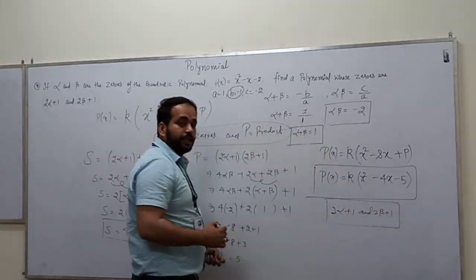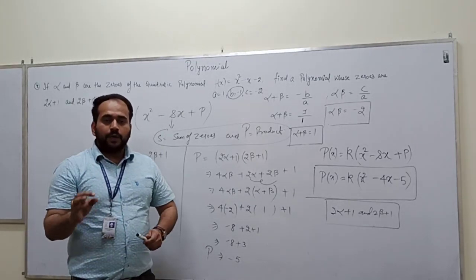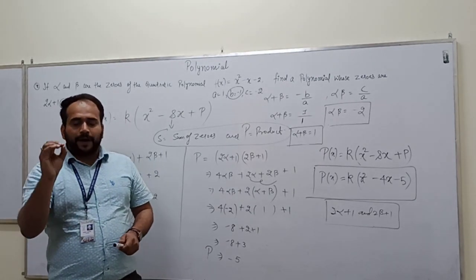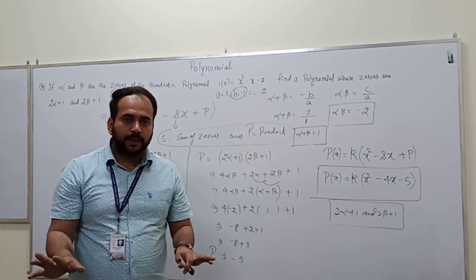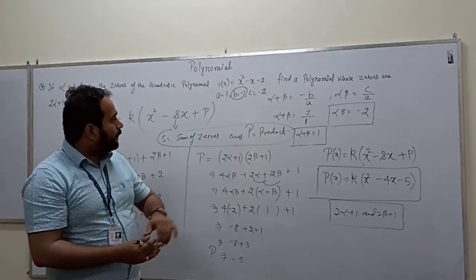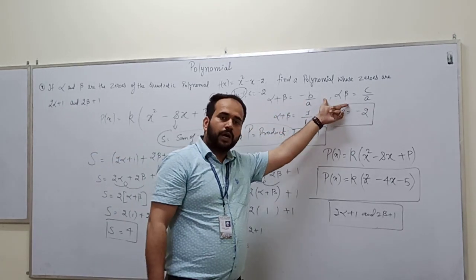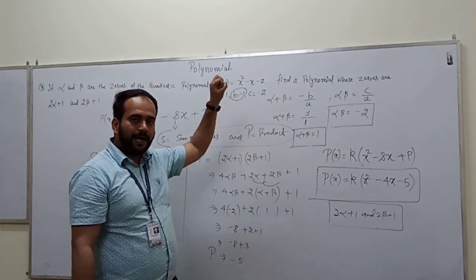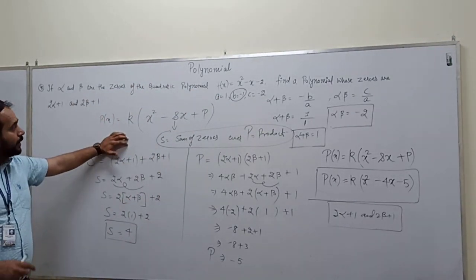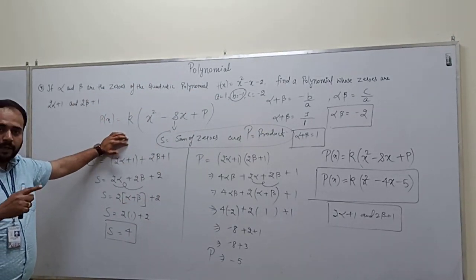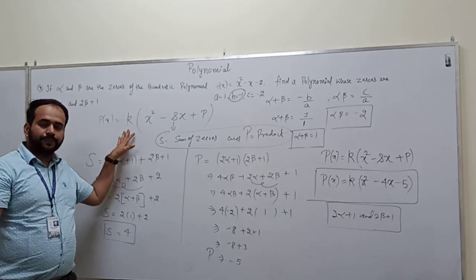Again, in this question, you can see that nowhere have I found the value of alpha and beta, because finding the value of alpha and beta is not that necessary. You should find only one thing, that is the sum of the zeros and the product of the zeros. With the help of sum and product, we can simply solve a question like this. Let me just show you one more example based on these types of questions, then we will proceed with the further things.